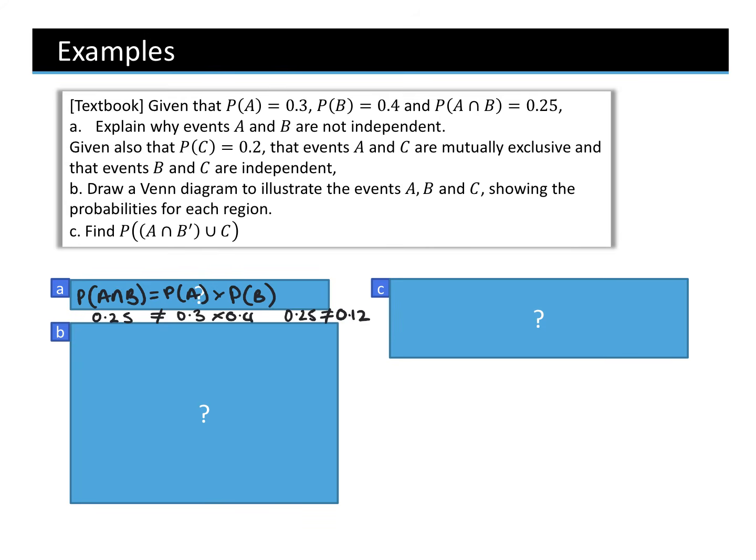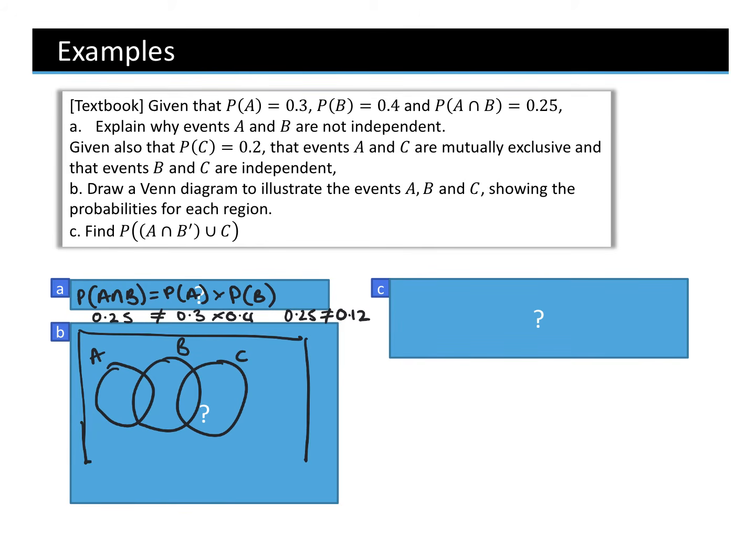It then says, given also that the probability of C equals 0.2, that events A and C are mutually exclusive. So that means A and C do not intersect in any way, shape or form. Okay? And that events B and C are independent. So if B and C are independent, that means that they will cross. So our Venn diagram, when it says draw a Venn diagram, is going to look like this. Okay, now we know that A and C are mutually exclusive, so it goes A, C, B. Now we have to fill this in.